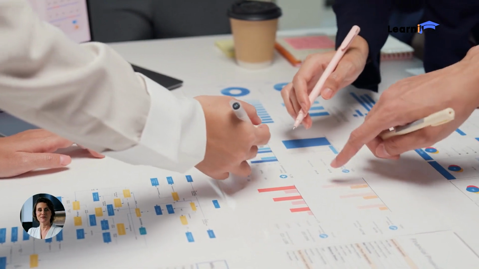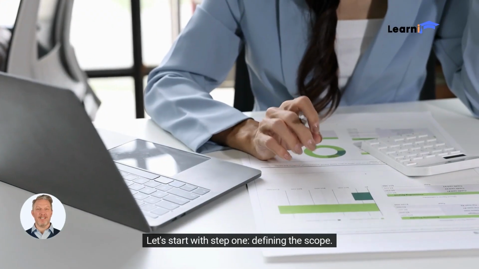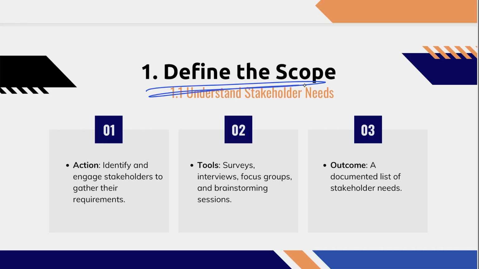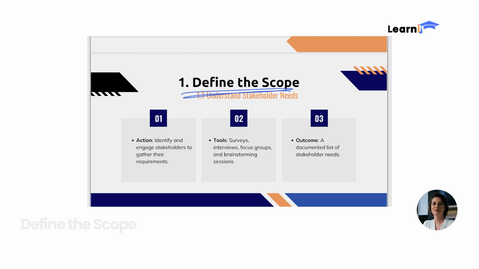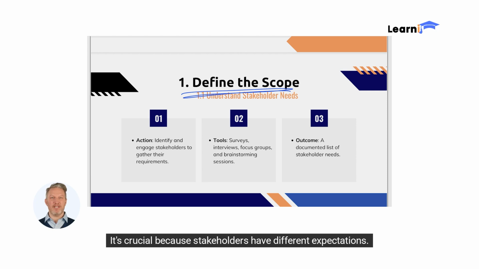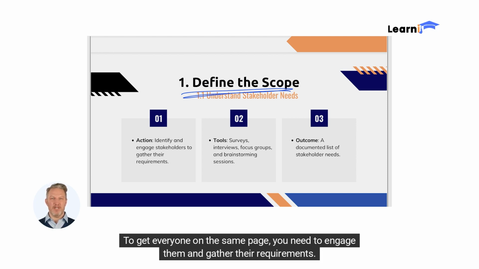Ready, Darren? Always. Let's start with step 1, defining the scope. First, we need to understand stakeholder needs. Darren, why is this step so important? It's crucial because stakeholders have different expectations. To get everyone on the same page, you need to engage them and gather their requirements.